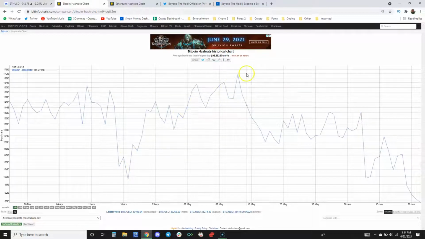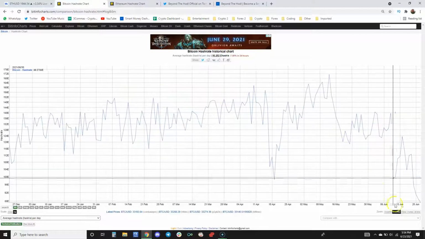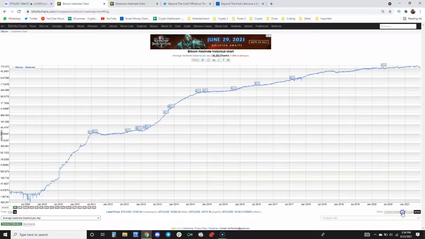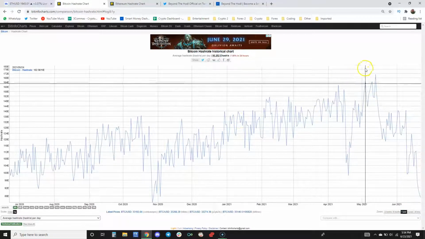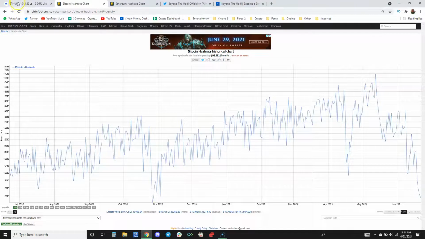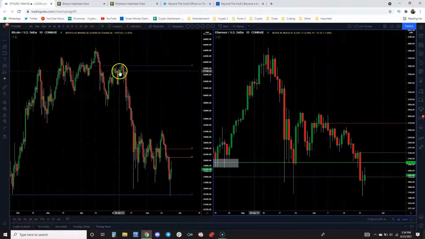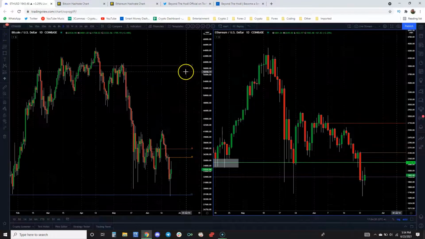You can see that the hash rate completely recovered. It actually made a new high. If we go back to 6 months, that was actually a new all-time high that happened in May. But yet the price didn't make an all-time high in May, right? If anything, the price came back. Look at this right here. You see? So the price is coming back for our premium, for the quarterly open.